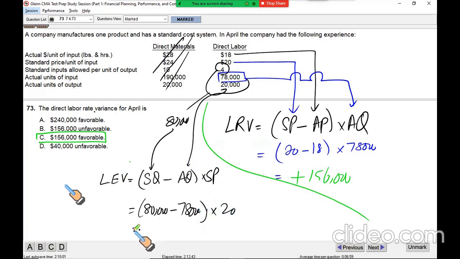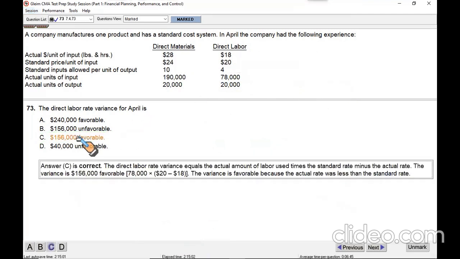If you calculate this, this is going to be the efficiency variance, which is not required, but we are just calculating it for our fuller understanding. 80 less 78 multiplied by 20 is 40,000, and it's 40,000 favorable. Not needed here. What was required in this question was the labor rate variance, which we calculated in the previous part, and that gives you 156.